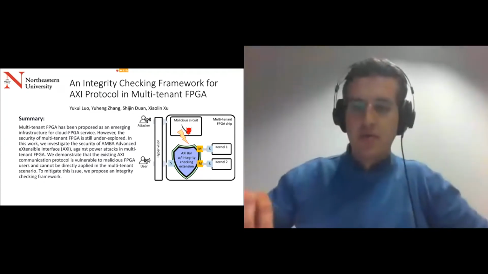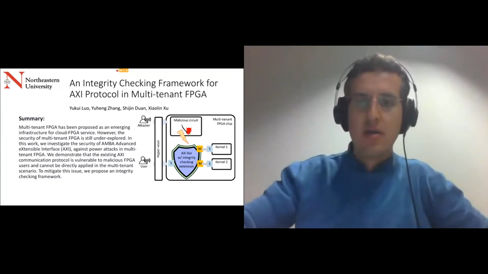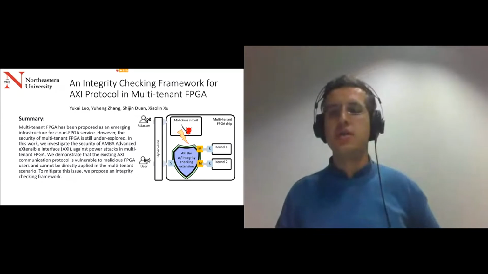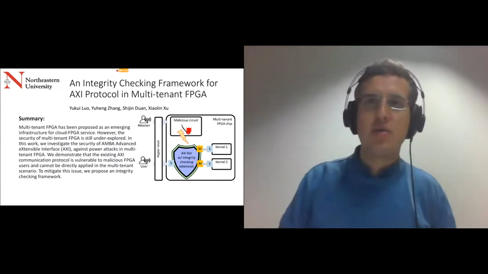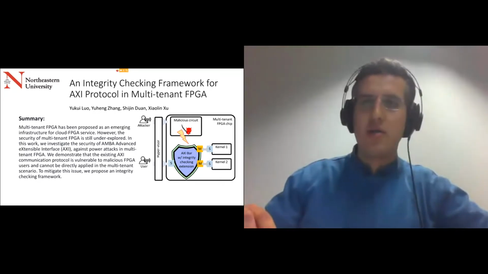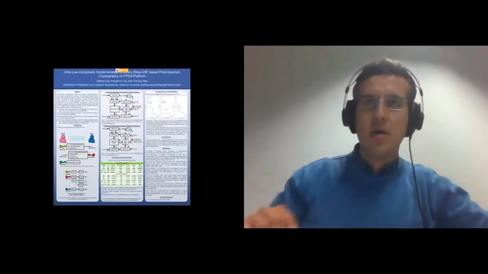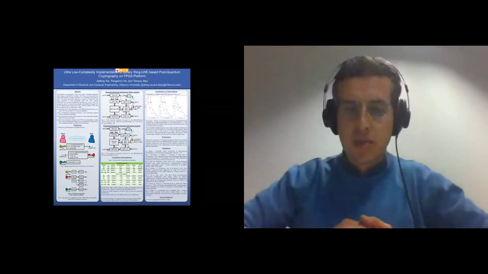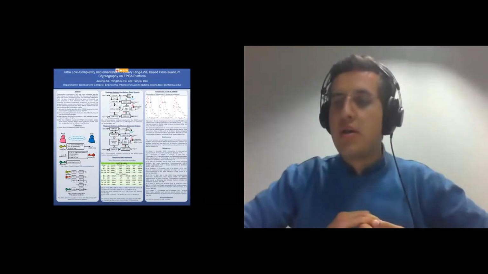So the first one is from the Northeastern University, and here the authors demonstrate vulnerability of XC protocols on multi-tenant FPGAs by developing an attack on this protocol, and then they try to also mitigate it by proposing an integrity checking framework. The next poster is from Villanova University, where the authors propose an ultra-lightweight FPGA implementation of the binary ring learning with errors post-quantum cryptography algorithm.